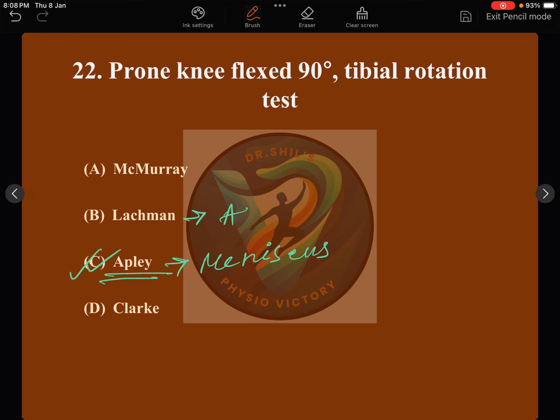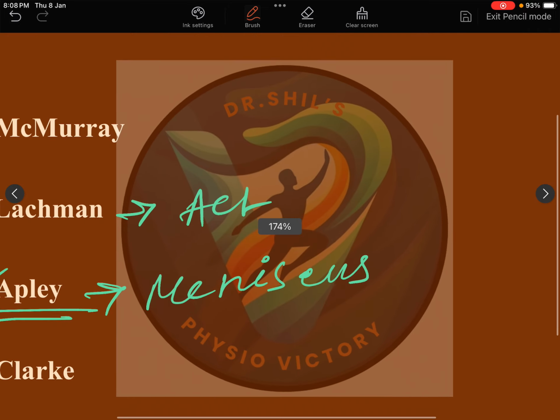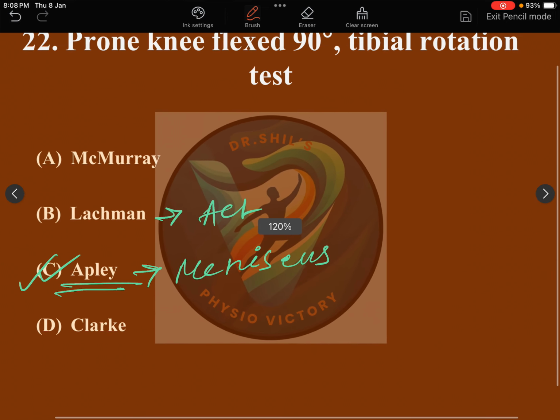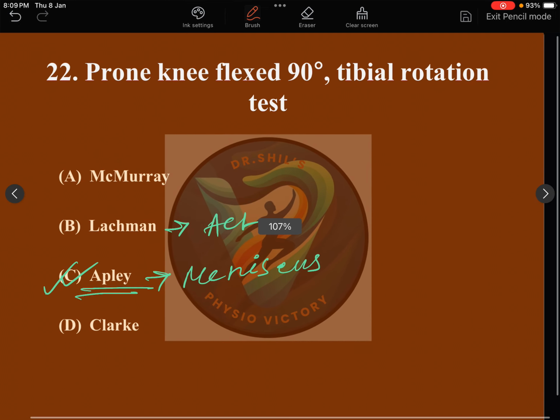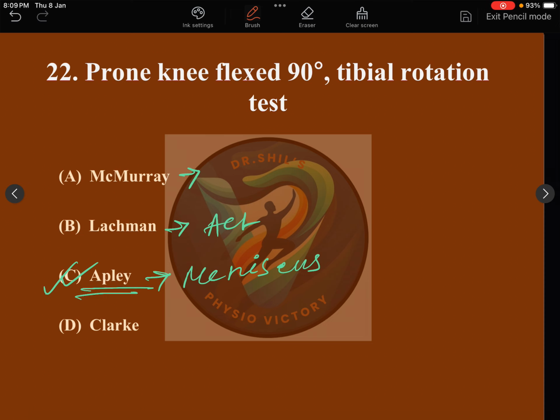Lachman is for ACL. McMurray is for meniscus, and Clarke's test is for patellofemoral.